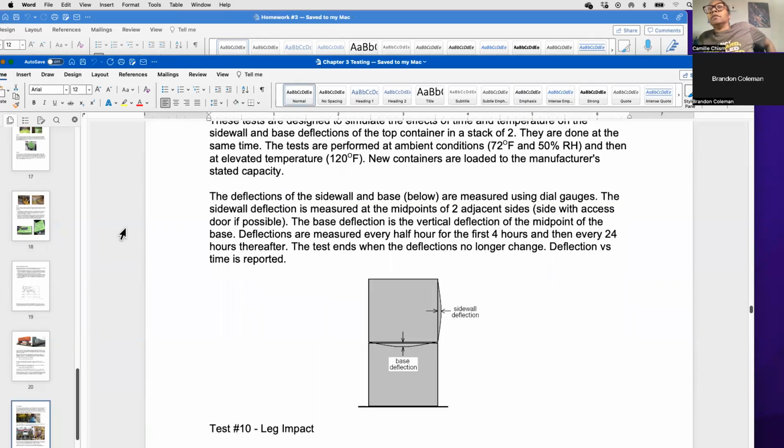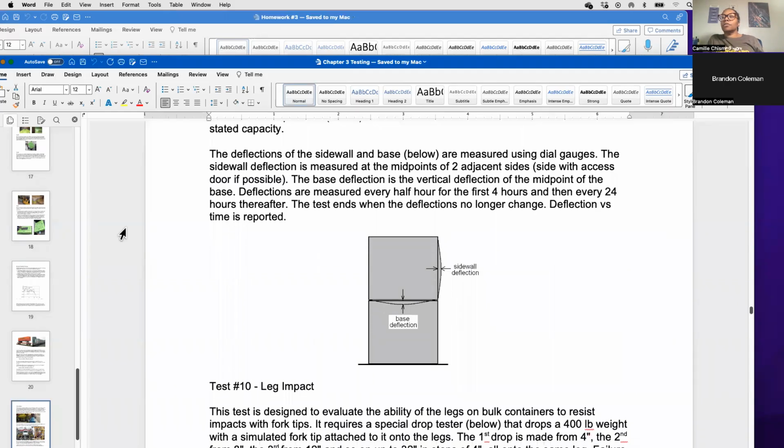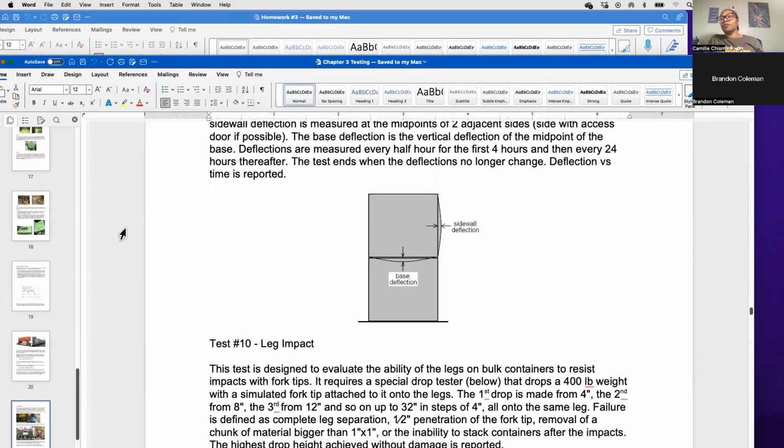Though this can be stacked 3 high, I'm curious to know, if you're doing it for 1, how much would it be for 2? So you're basically going to double that capacity.